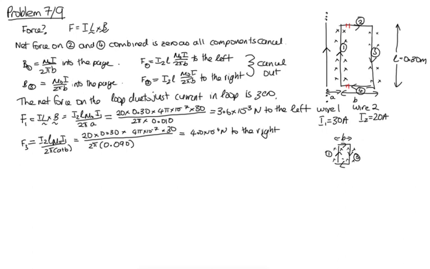Okay, so these two forces are in opposite directions, so they're going to cancel each other out. So the net force is going to be, this one's bigger, so this one's going to win. So it's going to be 3.6 times 10 to the minus 3 minus 4.0 times 10 to the minus 4, and that gives us 3.2 times 10 to the minus 3 in this direction, so to the left. So we've now calculated the force on that wire.